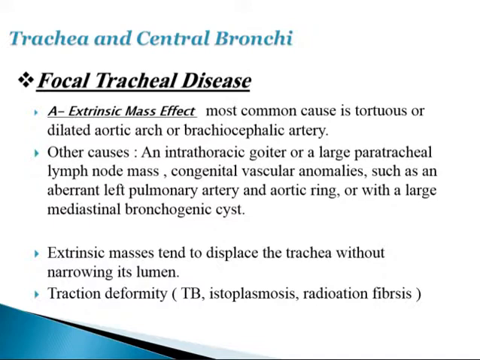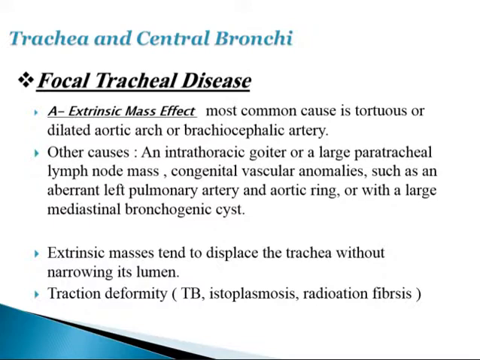The other topic is focal tracheal diseases. The first one is extrinsic mass effect. The most common cause is a tortuous or dilated aortic arch or brachiocephalic artery. Other causes are an intrathoracic goiter or a large paratracheal lymph node, congenital vascular anomalies such as aberrant left pulmonary artery and aortic ring, or a large mediastinal bronchogenic cyst. Extrinsic masses tend to displace the trachea without narrowing the lumen.